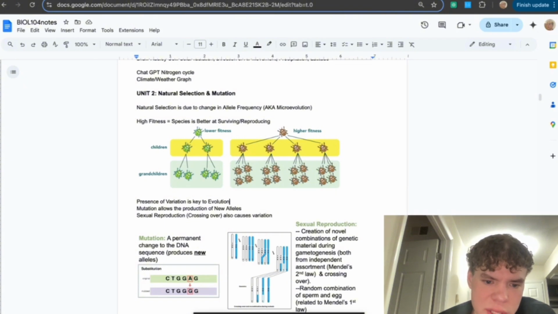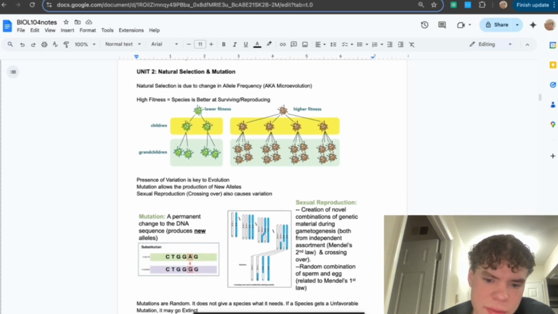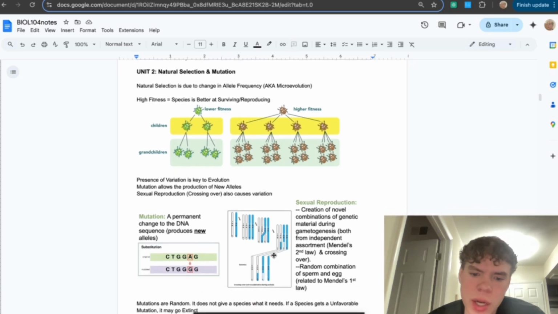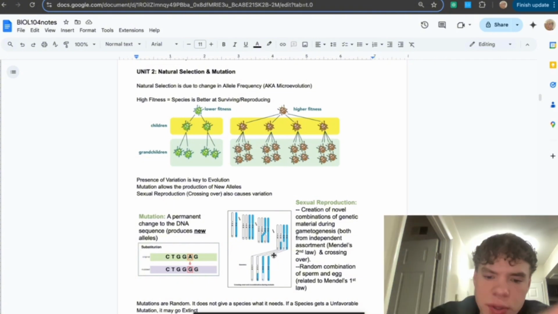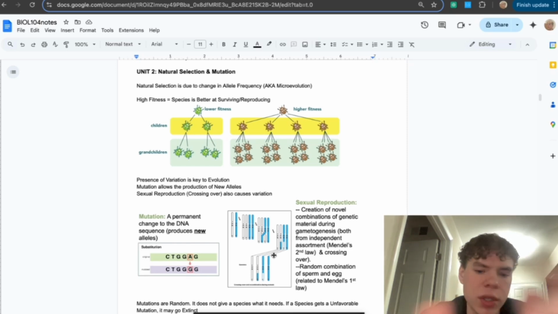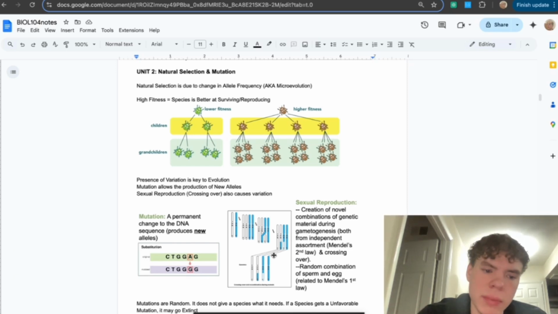Presence of variation is key to evolution. Mutations allow the production of new alleles, and sexual reproduction causes variation. So we have sexual reproduction and asexual reproduction. Sexual reproduction is slower, but it allows genetic variation, right? Because you have the crossing over of chromosomes in meiosis. And asexual reproduction is very quick, but there's very low genetic variation.